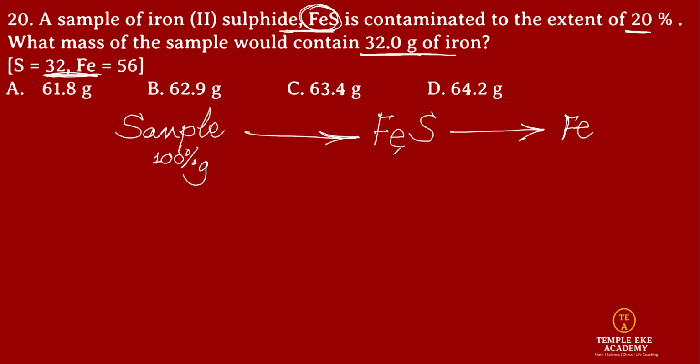Iron(II) sulfide is simply 80% because we have contamination of 20%. It is contaminated to the extent of 20%. So the impurities are 20%. That means it is 80% pure. How did we obtain the 80? 100% minus 20, which is for the impurity. So the iron(II) sulfide is actually 80% by mass and now contains iron.